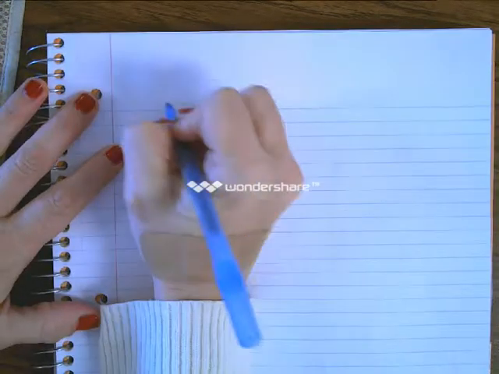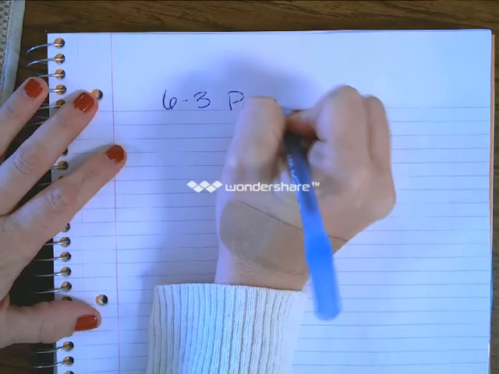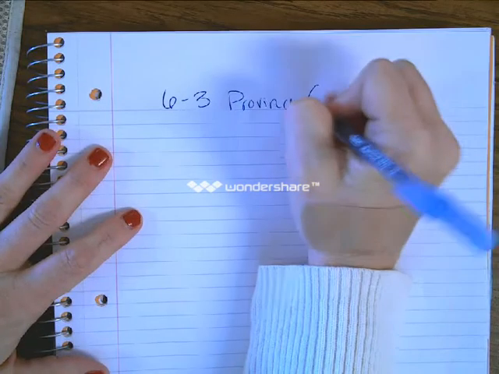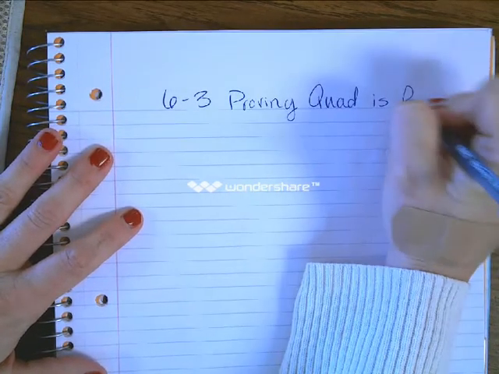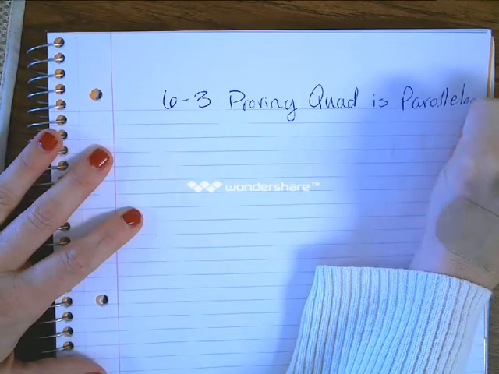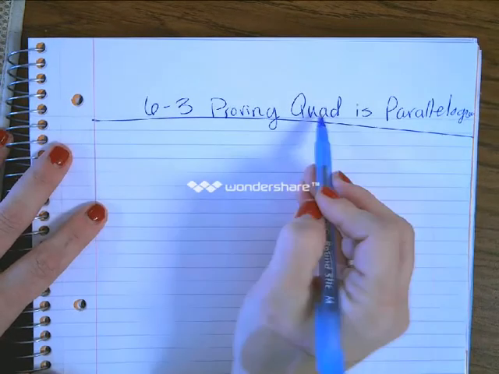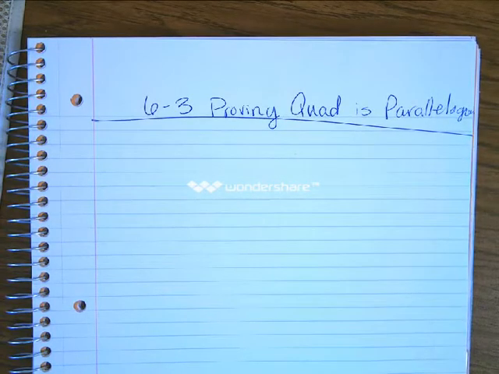Okay, this is section 6-3, and the title is Proving that a Quadrilateral is a Parallelogram. I ran out of room. Proving that a Quadrilateral is a Parallelogram. Okay, this section is going to be really similar to 6-2.